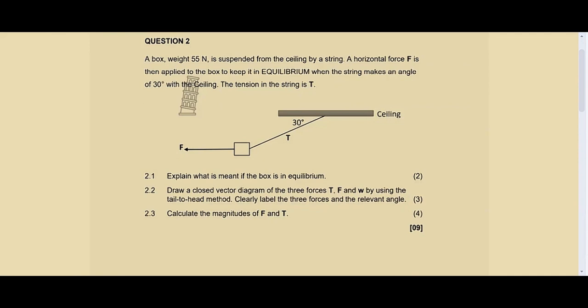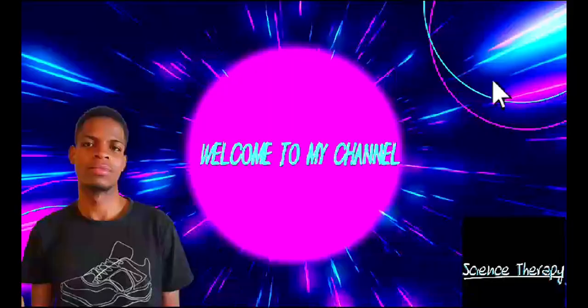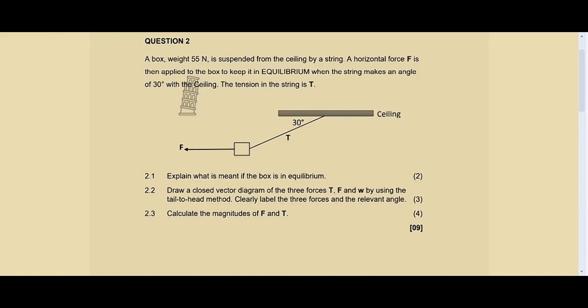And without any further ado, let's look at this question that we have here. A box of weight 55 Newton, so we are given the weight there, is suspended from the ceiling by a string. A horizontal force is then applied to the box to keep it in equilibrium when the string makes an angle of 30 degrees with the ceiling. The tension in the string is T. Then we are given the diagram like that.